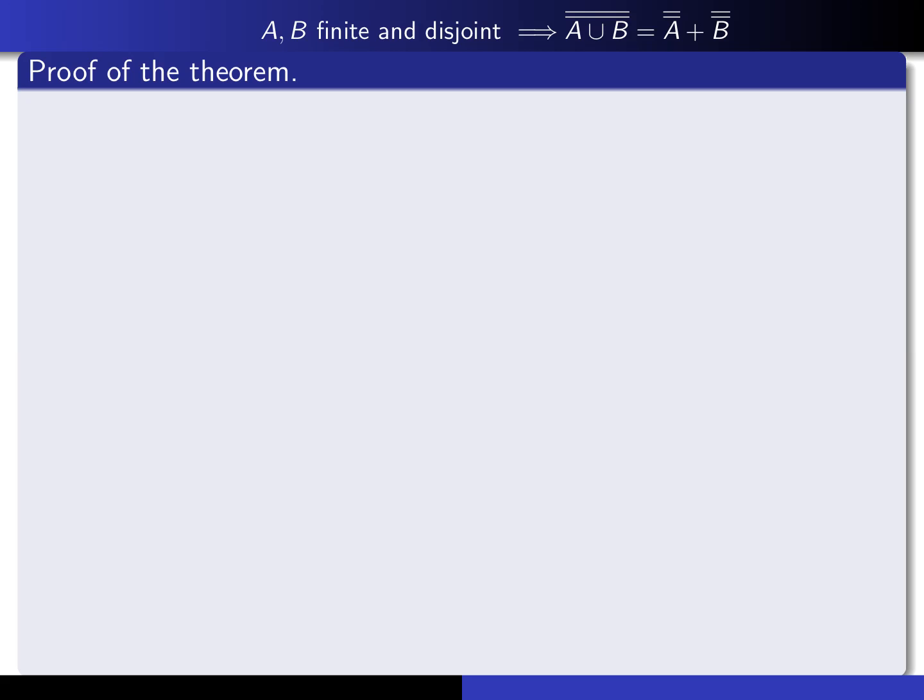Okay, so now let's turn to the proof of the theorem. And on the top, I'm just reminding you what it is we're trying to prove. If A and B are finite and disjoint, then A union B is also finite, and its cardinality is the sum of the cardinalities of A and of B.